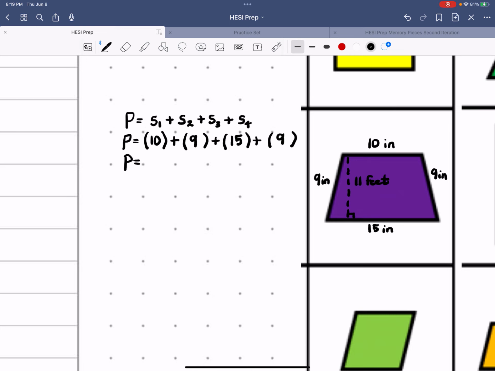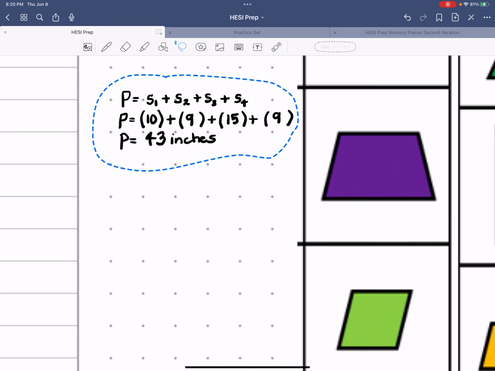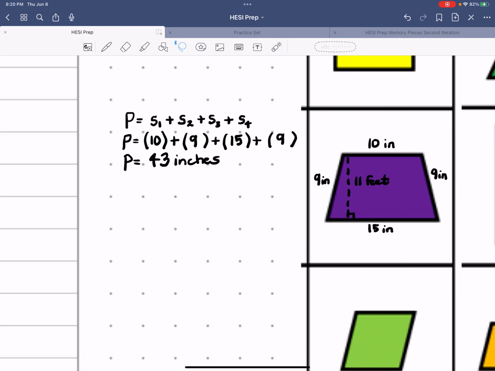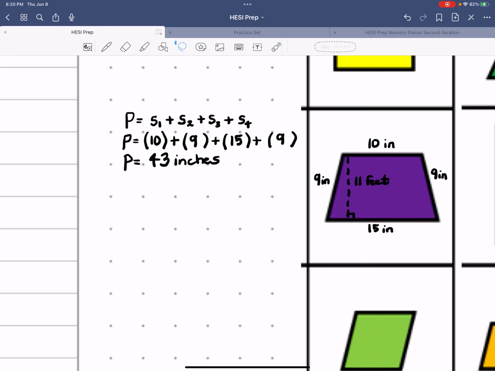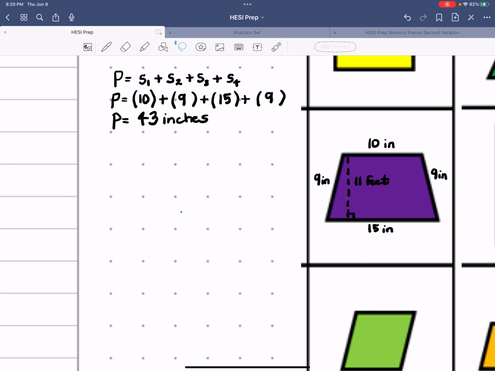So perimeter is, I'm just going to use my calculator. I'm very tired at this point, and I will make mistakes. I make mistakes when I'm not tired. So 43 inches around the shape. And let's not do that. I need a little more space. I think my pen's running low on battery power.